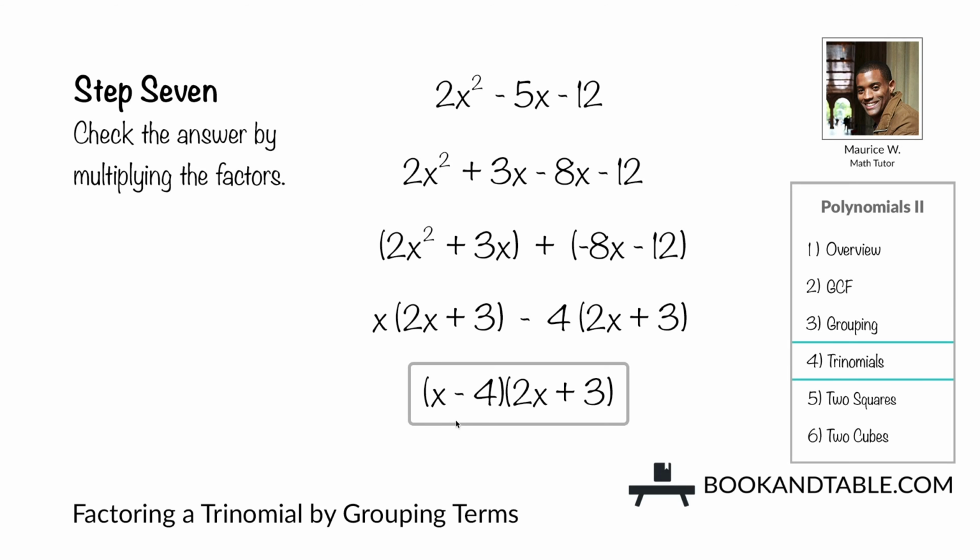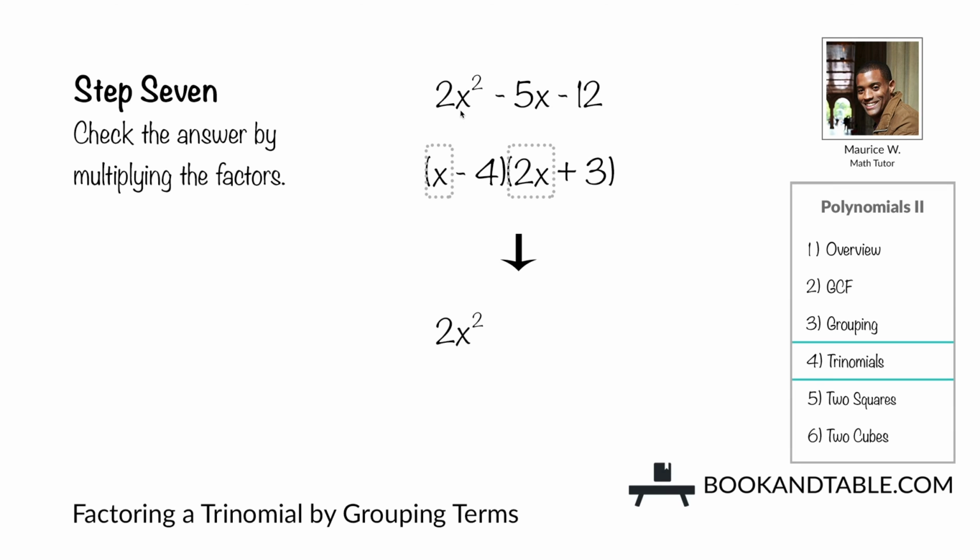And now step 7, to check the answer, you want to multiply the factors. And the final polynomial that we get must be equal to 2x squared minus 5x minus 12. When we multiply the factors, we get x times 2x, which is 2x squared. X times 3 is 3x. Negative 4 times 2x is negative 8x. 3x minus 8x is negative 5x. And negative 4 times positive 3 is negative 12. So since our final polynomial matches our original polynomial, that confirms that we found the correct factors, x minus 4 and 2x plus 3.